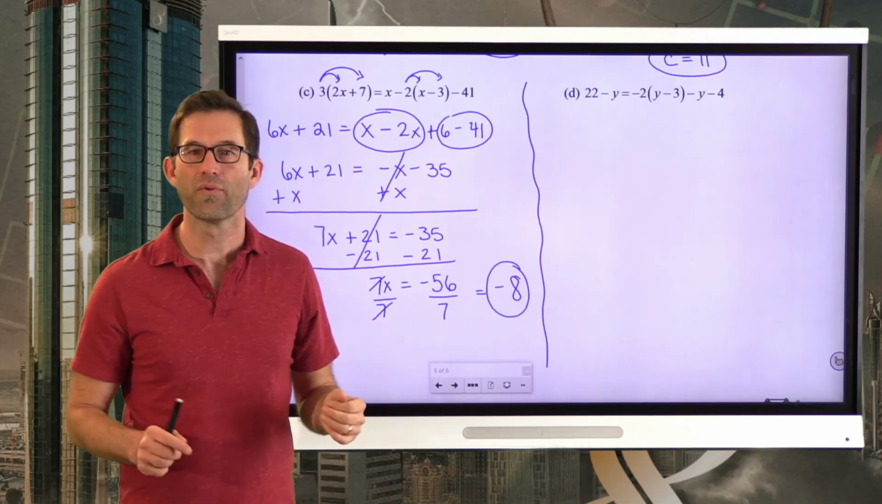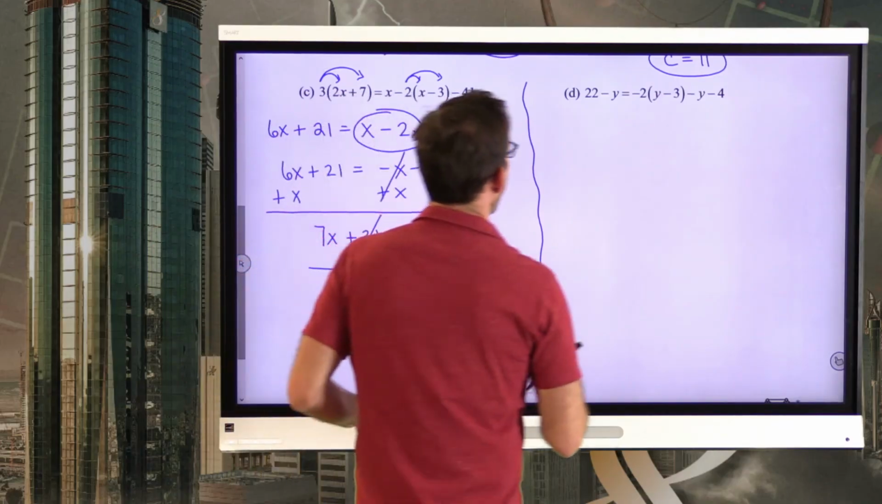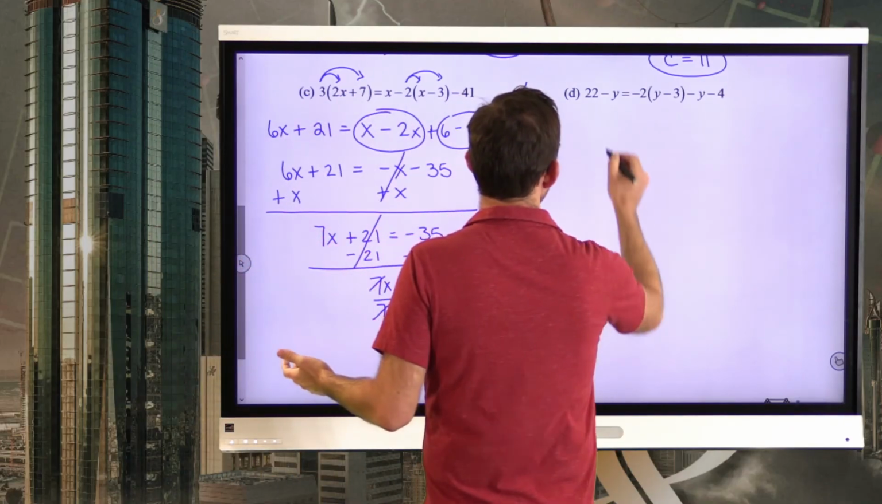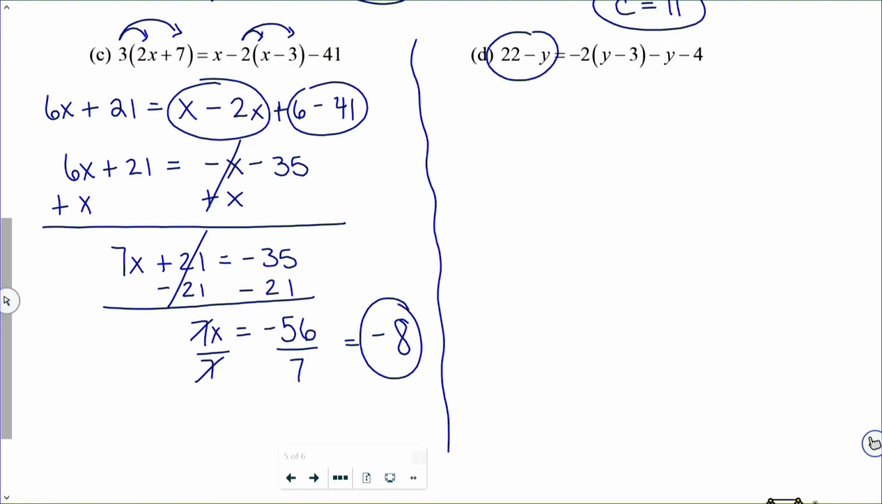All right, let's go through it. Letter D. On the left-hand side, I think the only thing I would do with 22 minus y is maybe rewrite it as negative y plus 22. All right. Now, on the other hand, on this side, I'm going to distribute through by that negative 2. Negative 2 times y is negative 2y. And again, I have negative 2 times negative 3, which is positive 6. Then I have minus y minus 4.